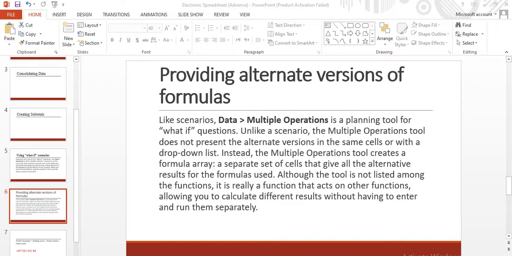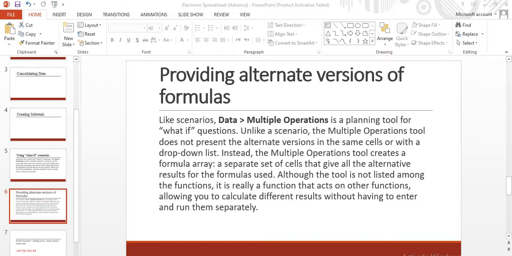Unlike a scenario, the multiple operations tool does not present the alternative version in the same cells or with the drop-down list. Instead, the multiple operations tool creates a formula array, a separate set of cells that gives you all alternative results for the formulas used.